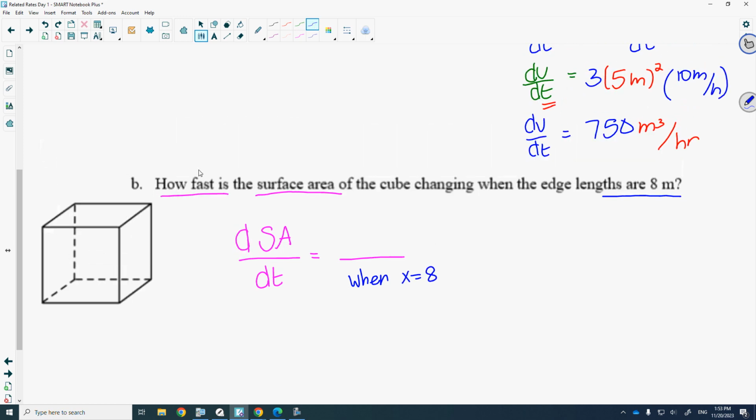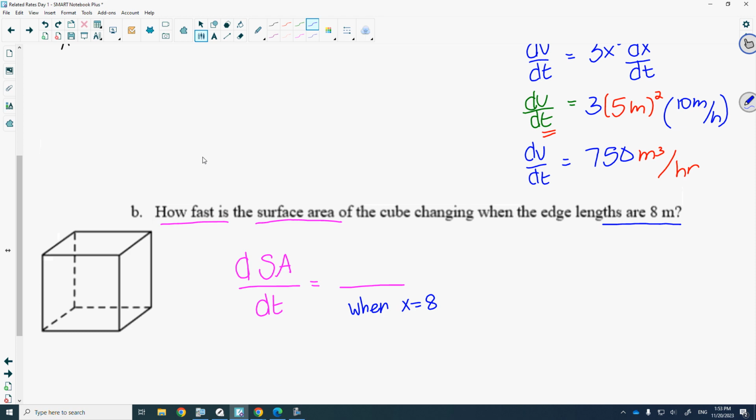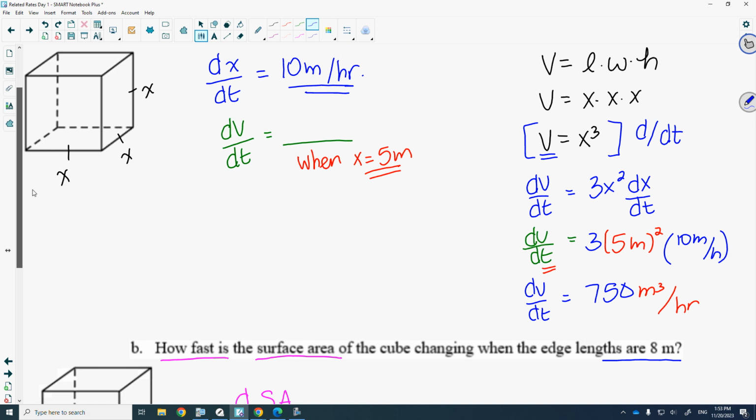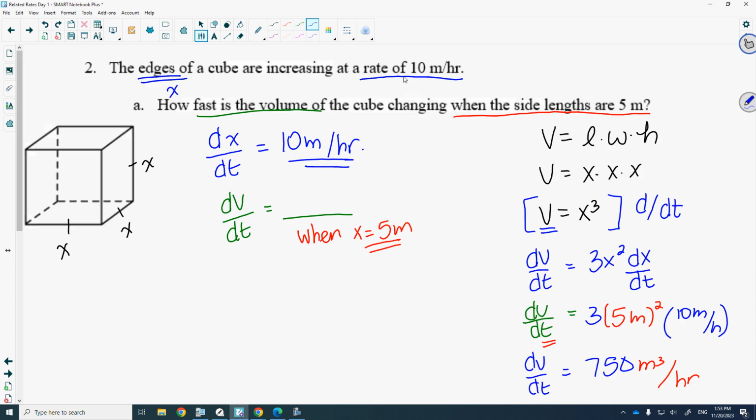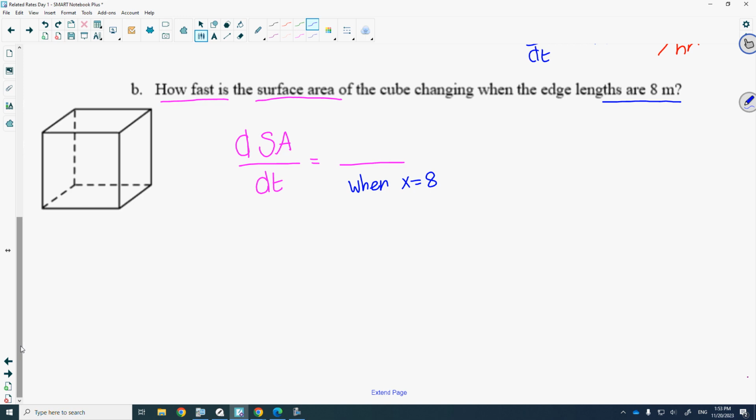And they gave me the other piece of information I could use from above, the rate at which x was changing. Because remember they said the edges of the cube are increasing at a rate of 10 meters per hour, so I'd need to include that. So dx/dt is equal to 10 meters per hour.